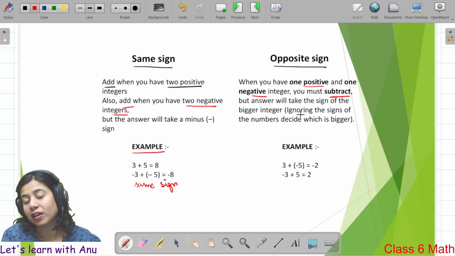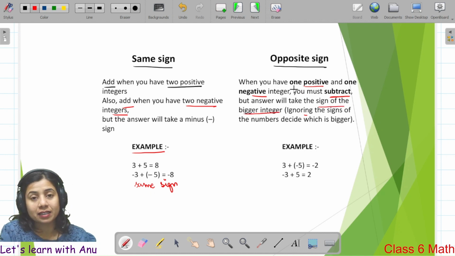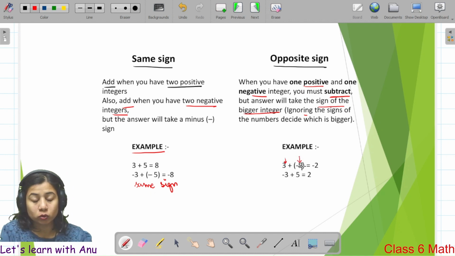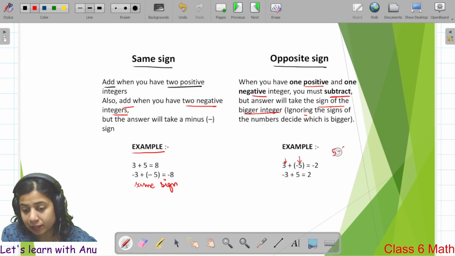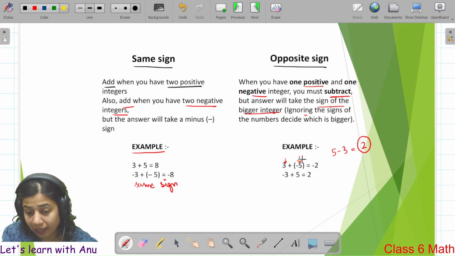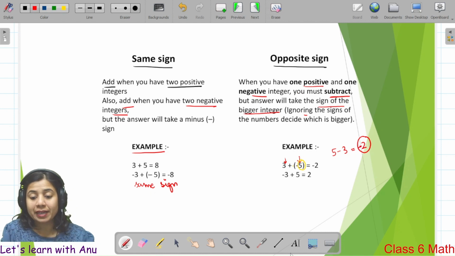And sign is very important, class. So we have to write the sign of the bigger integer, right? So here with an example is 3 plus minus 5, right? Opposite signs are there. One is positive, one is negative. So subtraction. That is 5 minus 3 is equal to 2. Now sign will come of bigger integer. So bigger one is 5. 5 is negative. So here eventually the answer is minus 2.